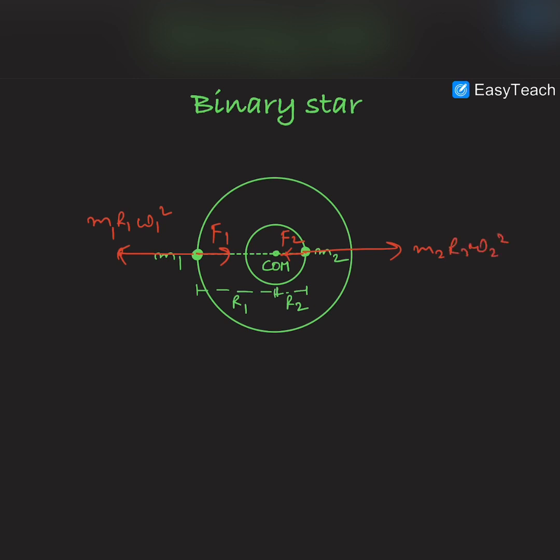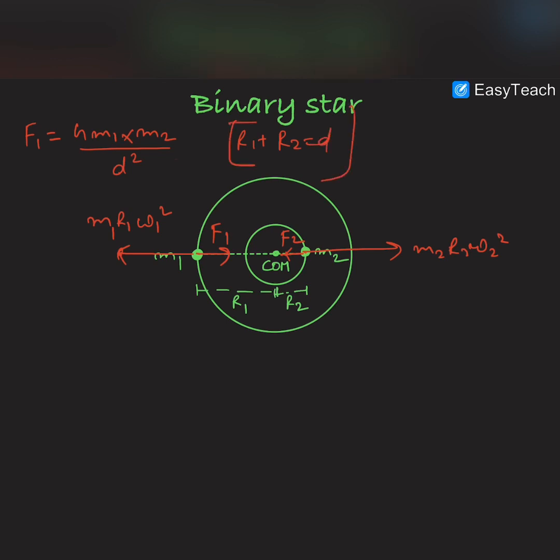So first of all, we know that F1 is equal to G M1 into M, where M is the center of mass of the system. This force F1 is the force on M1 due to M2, and this force F2 is the force on M2 due to M1, which would obviously be equal. So it would be G M1 M2 by the complete distance R1 plus R2 whole square, or we can term it as d square, because we are assuming that R1 plus R2 is d.